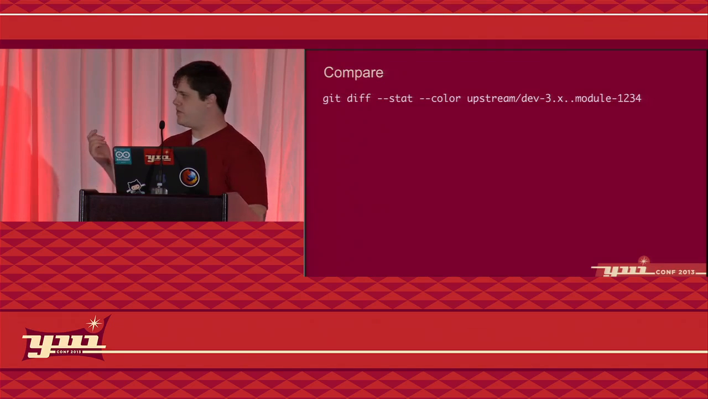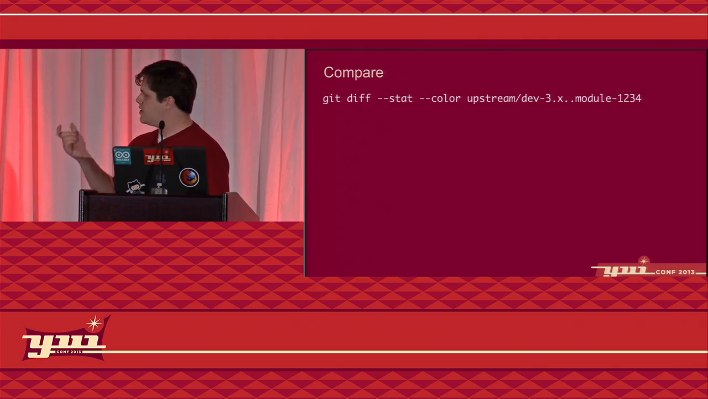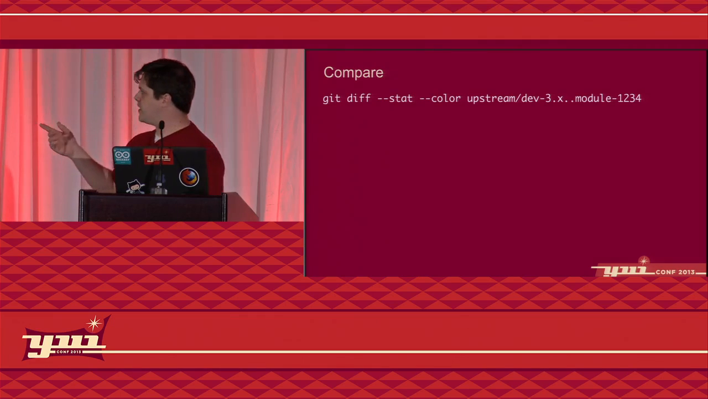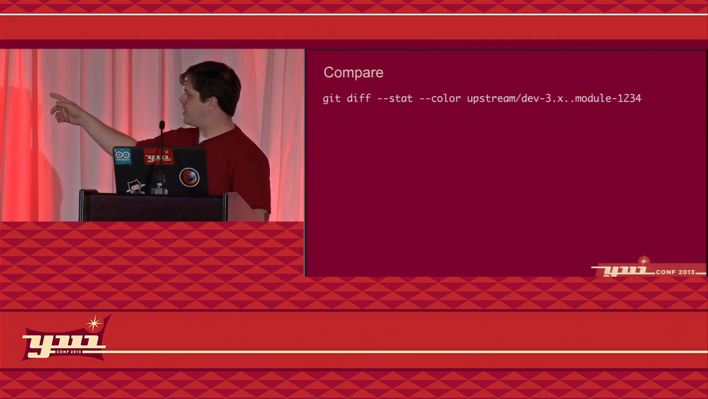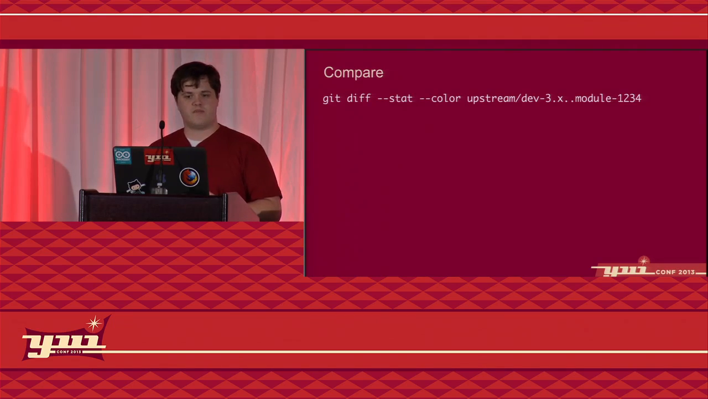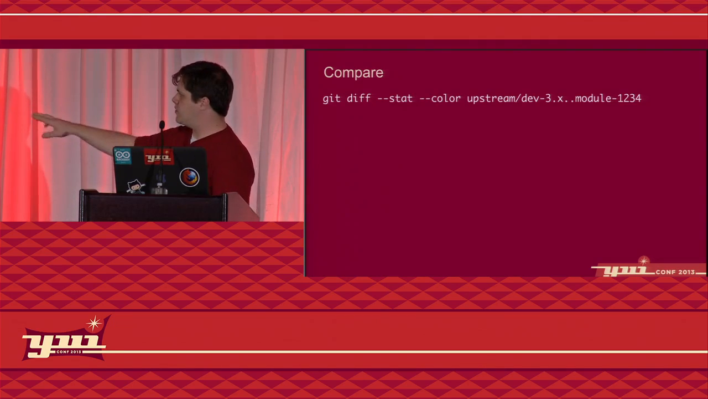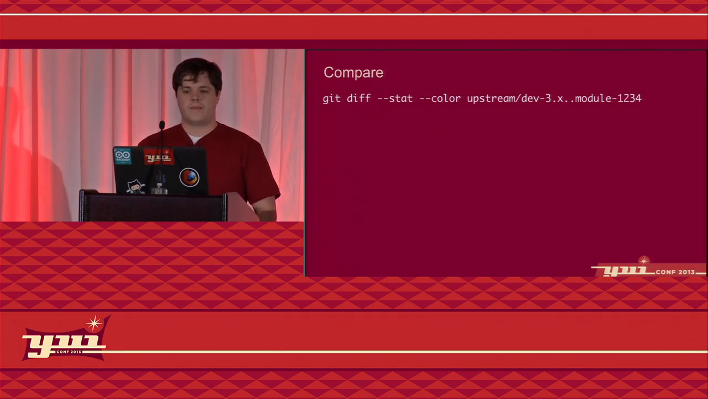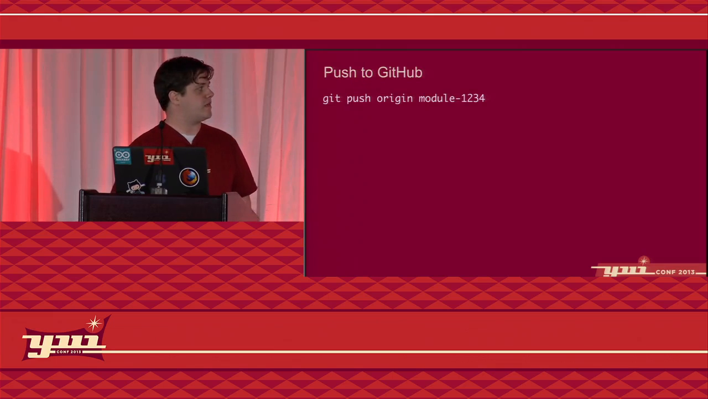So git diff --stat --color. Stat will give you just the files themselves that changed. Color just kind of makes it a little pretty. And then upstream, dev3x. You're using dev3x because that's the branch we did it on. If you want to do a pull request against dev master or live docs, you would put that there. Then the ... does the compare against whatever your branch name is. Then we're ready to push to GitHub.